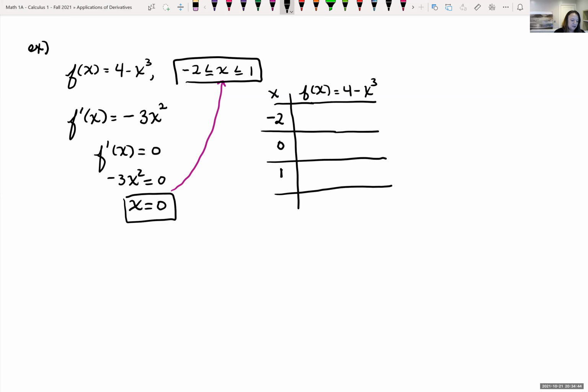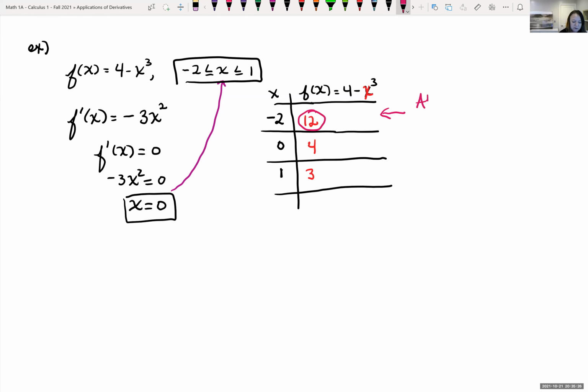So plugging in -2 wherever we see an x, we get -2 quantity cubed is -8. So we have 4 minus -8, so 4 plus 8, that's going to give us 12. If we plug in 0 wherever we see an x, that just gives us back 4. Then we plug in 1 wherever we see an x, we get 4 minus 1 cubed, so 3. So our biggest value that we get back is 12.